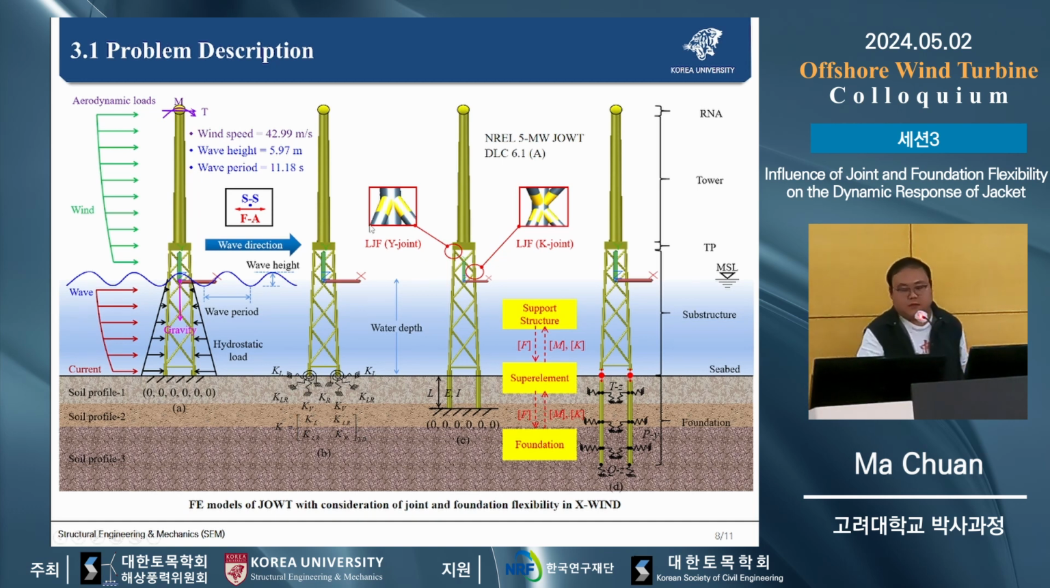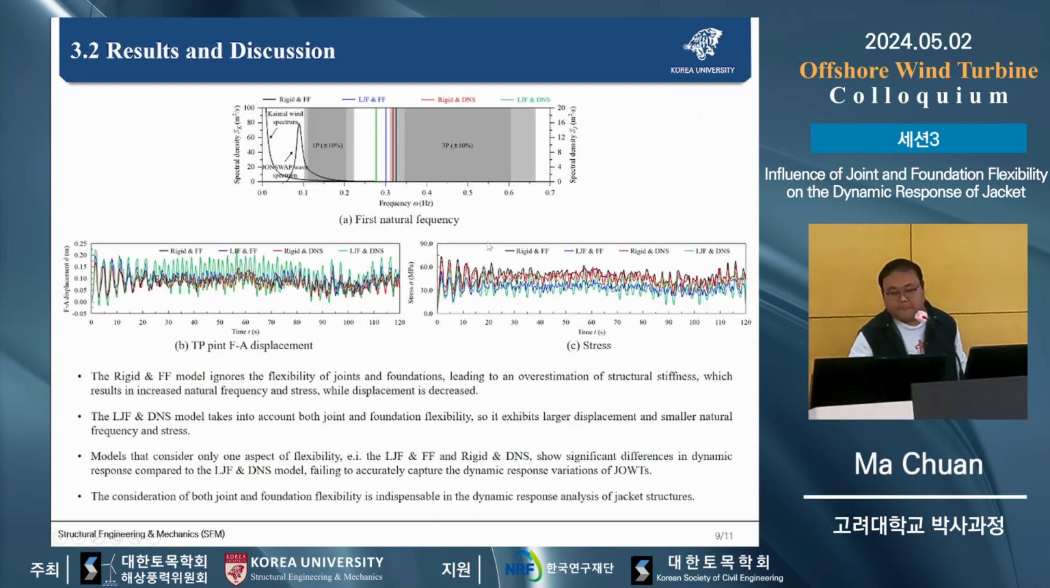And the last is the case study. Here, I select the NREL 5 megawatt jacket offshore wind turbine as the reference model, and select DLC 6.1 as the design load case. This is the environmental conditions. And this is for every model developed in the XWind. We use the four different foundation models. Also consider the local joint flexibility. And this is the result.